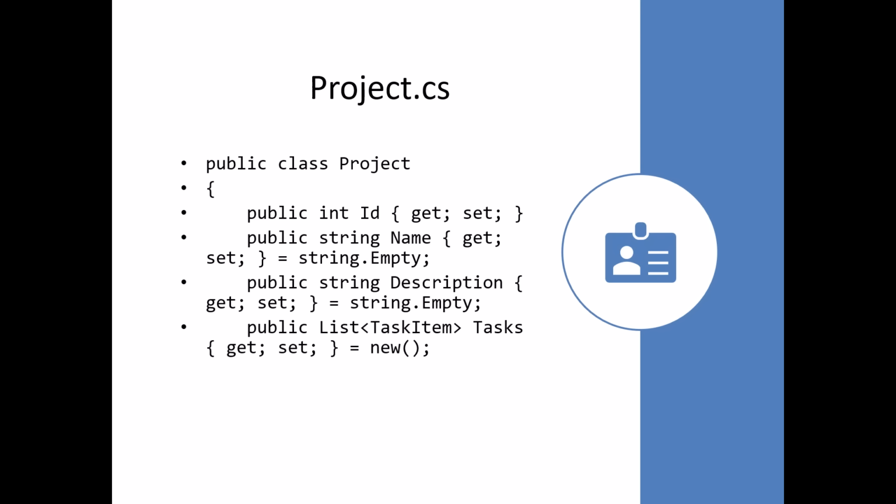So let's go over the project file. Now this represents a project, as is obvious from the name. It has ID, name, description, a collection of tasks, a list of task items, and a collection of teams.